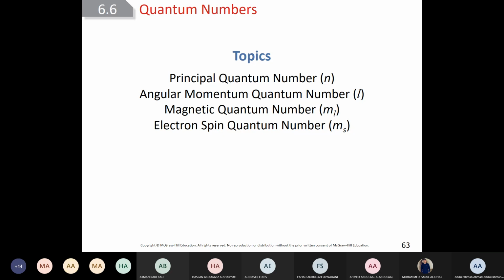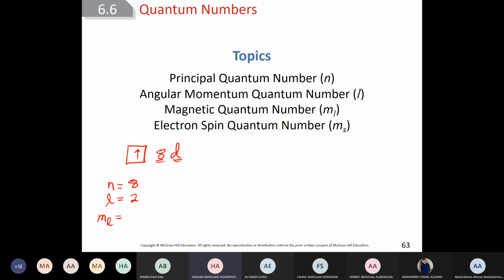I just want to say that if I have an electron like this and it is 8d, then what's the value of n? 8. Fantastic. From where you get it? From the number. Good. What's the value of L? 2. Why? Because d equals 2. Very good. What's the value for ML?